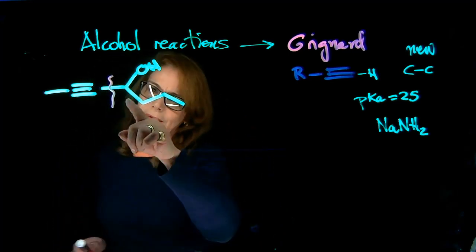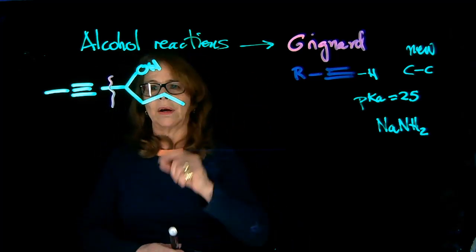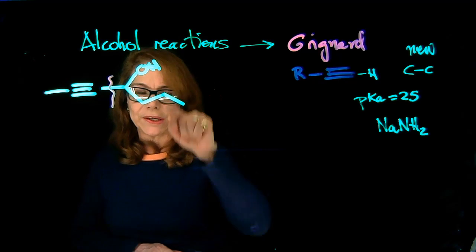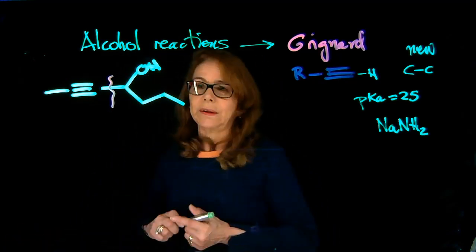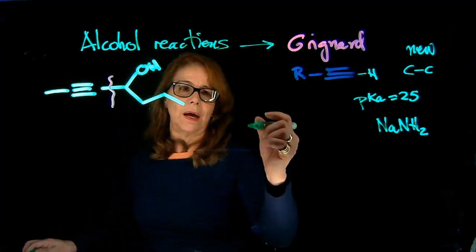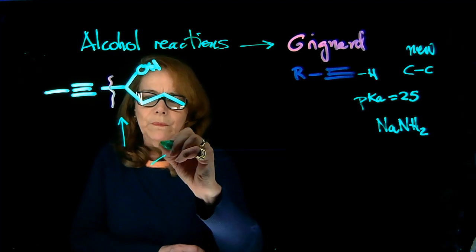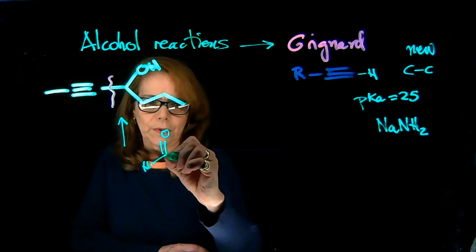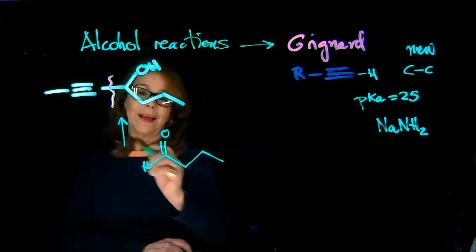When I disconnect that, in a similar way to what we did before with the Grignard, the fragment on the right that has the OH can come from an aldehyde. Looking at the number of carbons here, 1, 2, 3, and 4, thinking backwards, we need an aldehyde that has 4 carbons. That could be one fragment.